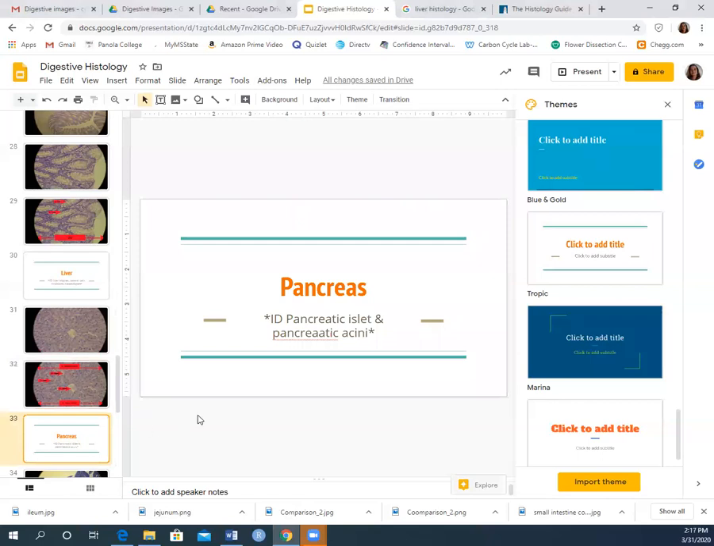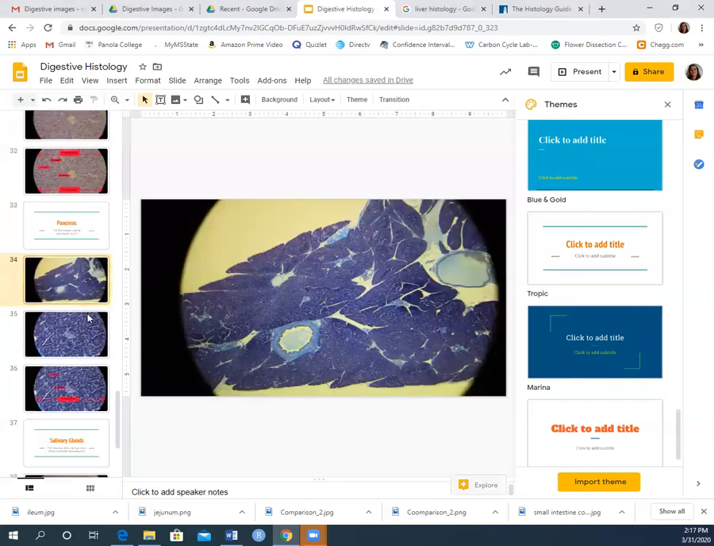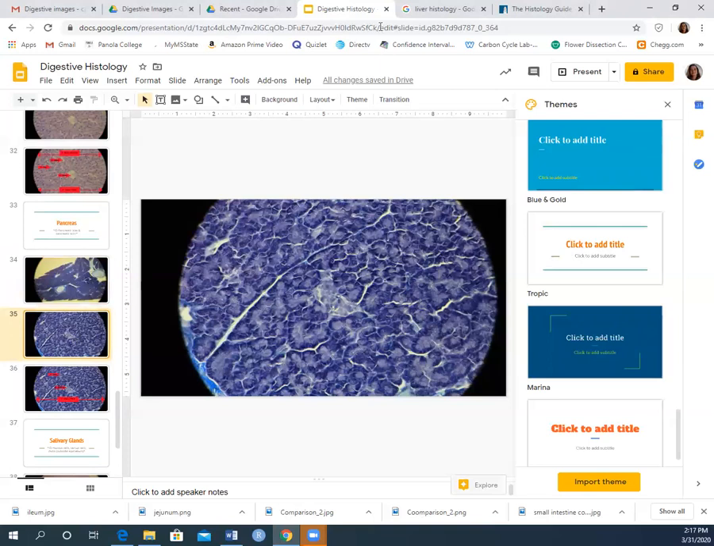So now we're going to go to the pancreas. And remember, in the pancreas, you have to identify the pancreatic islets and the pancreatic acini. Here's the pancreas zoomed way out. We don't normally zoom it this far out, but I put it in there because it was one of the pictures that Professor Johnson had. So I'm going to go to the next one because this is where you can see it.